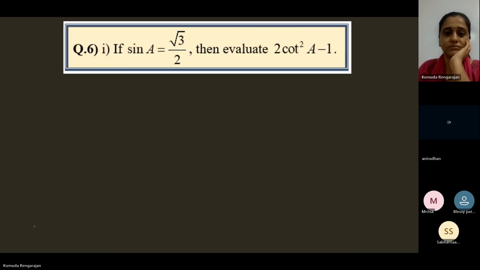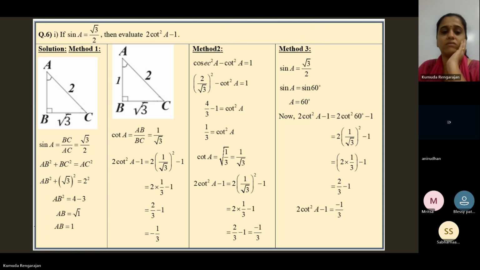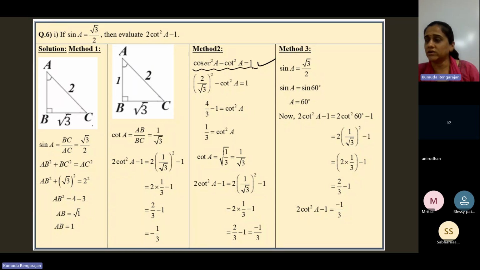Okay. The same, children. This one we can do in all three methods. You can use a right triangle, you can use an identity, and the third method, because root 3 by 2 is sine 60 degrees, so you can find A here. And which identity to use? I have used cosecant square A minus cot square A is 1. Why? Because we have to find 2 cot square A minus 1.